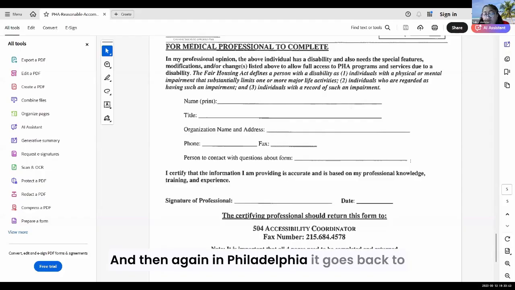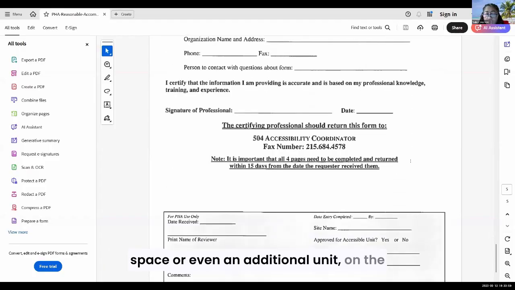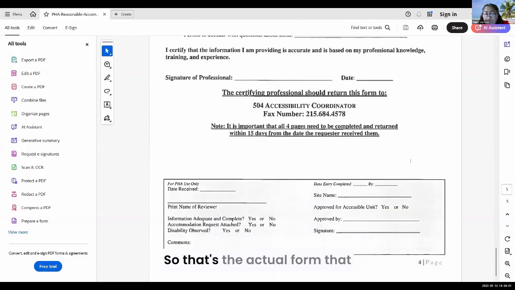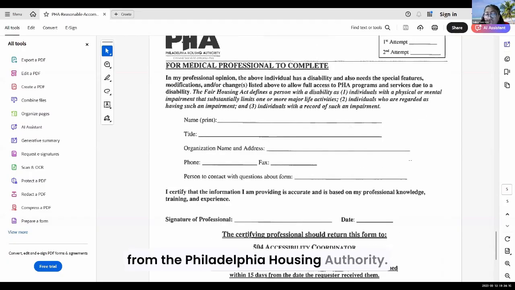And then again, in Philadelphia, it goes back to an accessibility coordinator, and the decision is then made regarding the individual's voucher and whether or not they require an additional space or even an additional unit on the voucher. So that's the actual form that in Philadelphia, at least as recently as, what is this now? May? As recently as January of 2025, this is the current documentation from the Philadelphia Housing Authority.